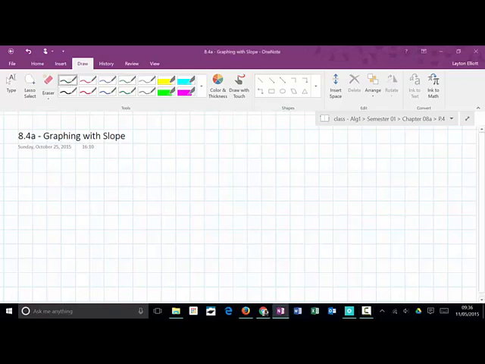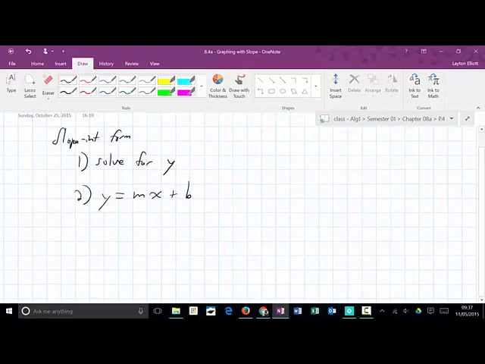So we're going to start learning how to graph lines by putting equations into slope-intercept form. Slope-intercept form is a form that you guys have been doing without really knowing it. First, to get it in slope-intercept form, we solve for y. We get the y by itself. And then second, we make sure that the equation looks like y is equal to something, which we call m times x, plus another something, y equals mx plus b.